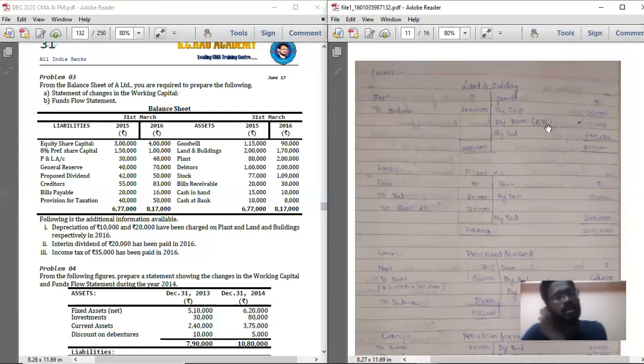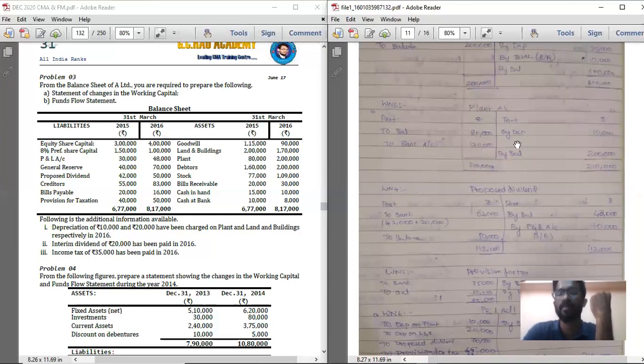So when it is by bank, you are purchasing. So purchasing 10,000 rupees of land and building. Sorry, you are receiving cash. By bank is nothing but you are receiving cash. So 10,000 rupees is coming in, so you are selling land and building. Here, to bank, you are purchasing plant. So 1,30,000 you purchase plant. Both will go to source of funds and application of funds.